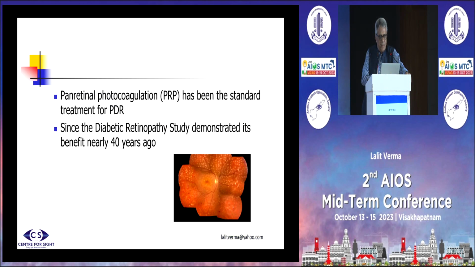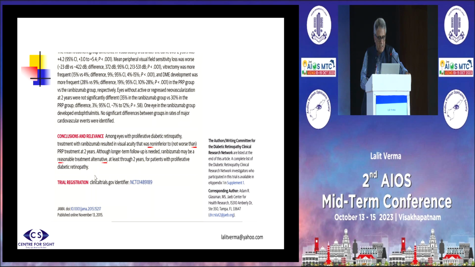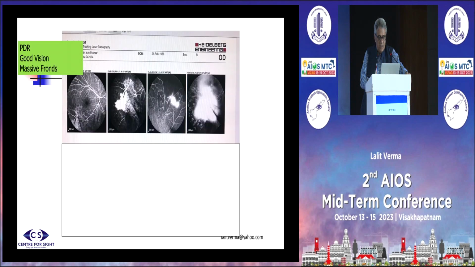As I said, PRP has been the gold standard. It is not new, it has been there for more than 4 decades. And we have had patients whom we lasered 30 years back, still maintaining 6/6 vision. The confusion started arising primarily because of the Protocol S study by DRCR.net, when they started comparing PRP with intravitreal pharmacotherapy, and what was found was that it is non-inferior to PRP. But remember, this treatment is required regularly.